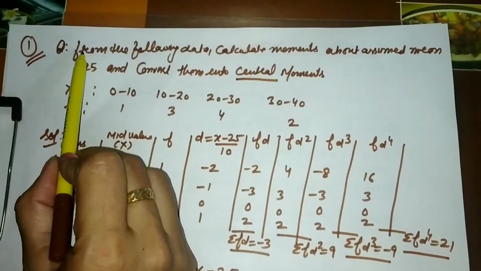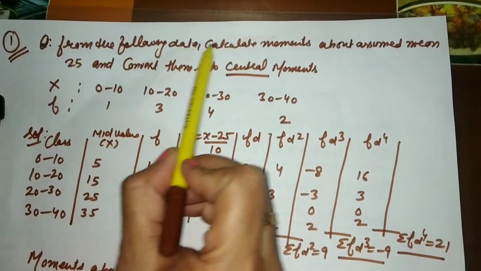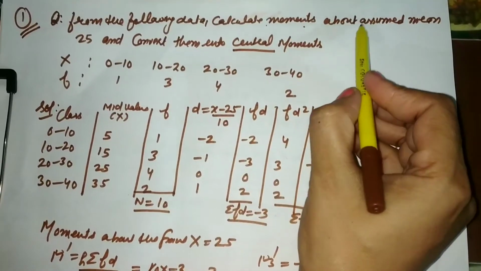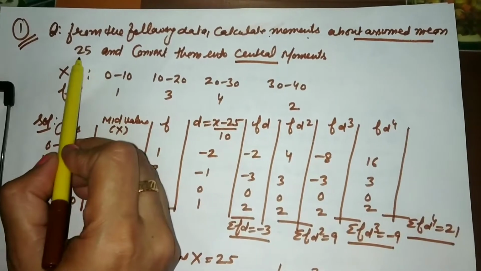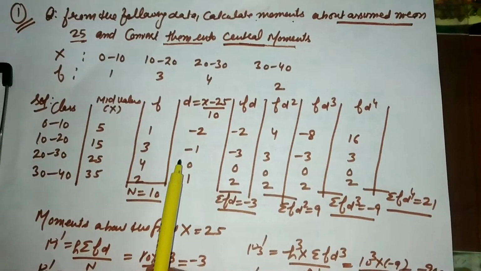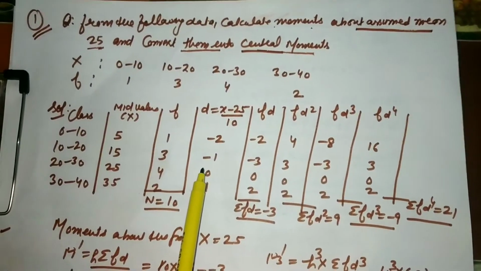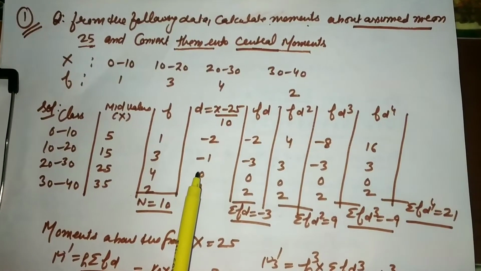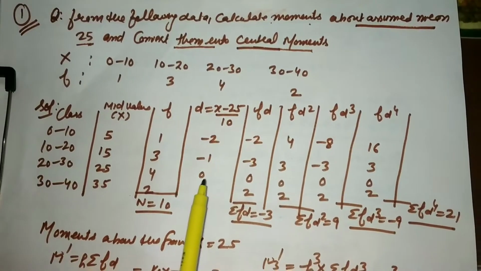Today I will discuss how to calculate the moments about the central. This is an illustration from the following data. Calculate moments about assumed mean 25 and convert them into central moments. That means firstly we have to calculate the moments about the assumed mean, where any value is given, then we have to convert them into central moments.